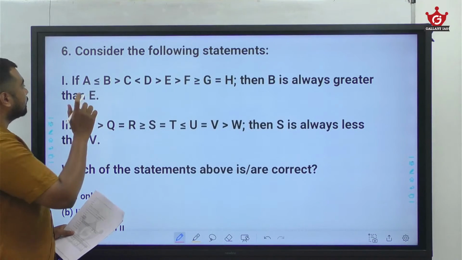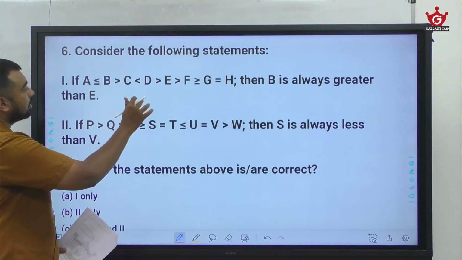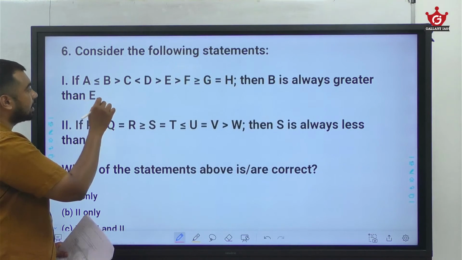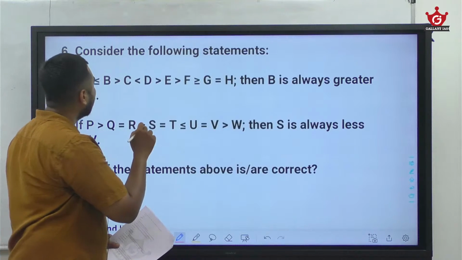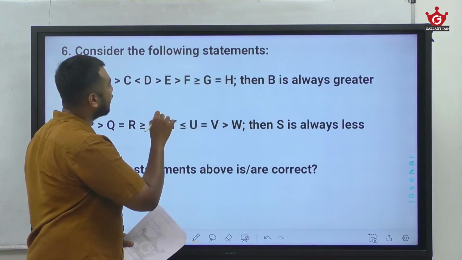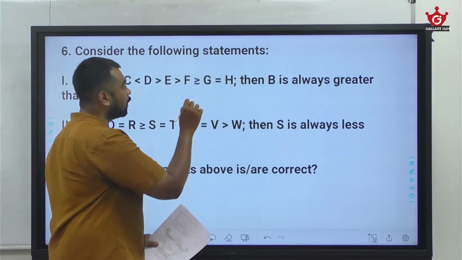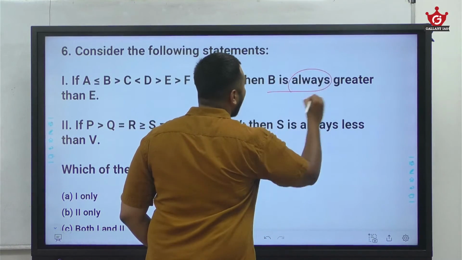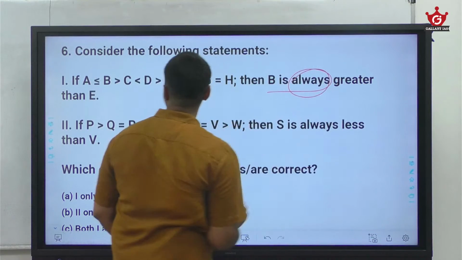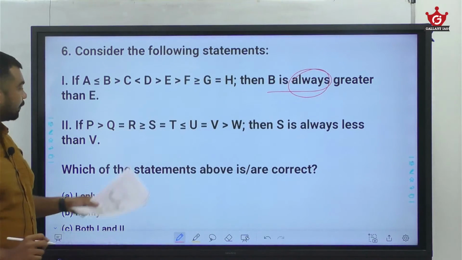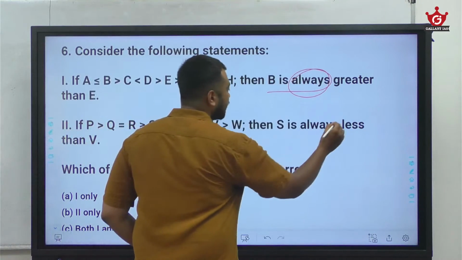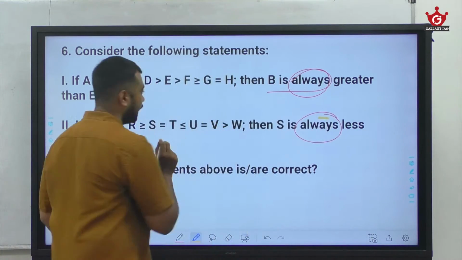We see that the condition that is given is A is less than or equal to B greater than or equal to C less than D greater than E greater than F greater than or equal to G is equal to H. The condition that is given is B is always greater than E. Similarly in here also the condition is S is always less than V.